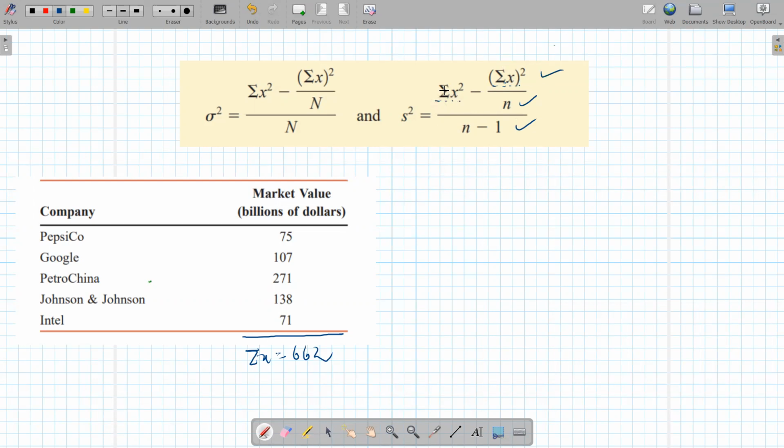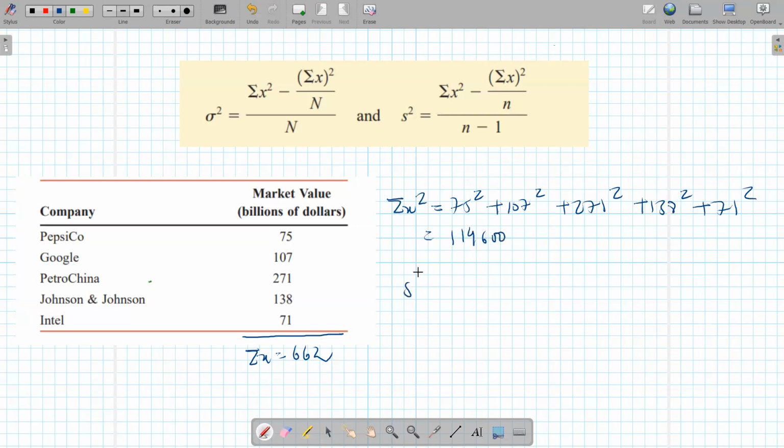Which one do we do here first? Summation X or X squared? X squared. All these are your X values. You need to find summation X squared, which means you square all of them and then add them up, like this. So you get 75 squared plus 107 squared plus 271 squared plus 138 squared plus 71 squared. That gives me 114600. Now we can plug it into the formula.